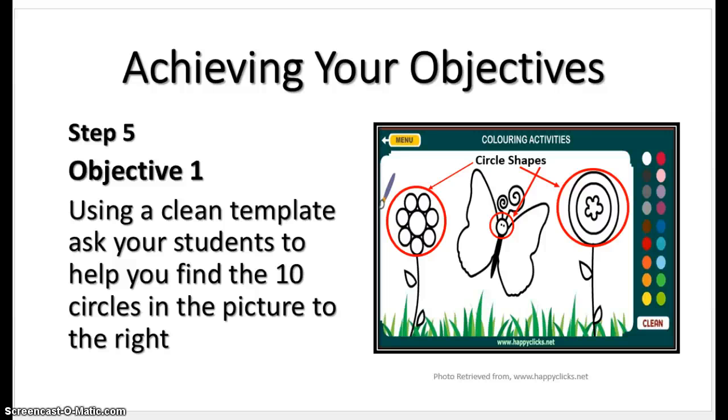Now, let's look at achieving our objectives. Using a clean template of the spring theme that you selected, you're going to ask your students to help you find the 10 circles that are located in the picture. You will find that there are 8 circles in the flower on the left. There's 1 small circle in the middle of the butterfly, and then there's 1 large circle on the flower to the right, which gives us a total of 10 circles.